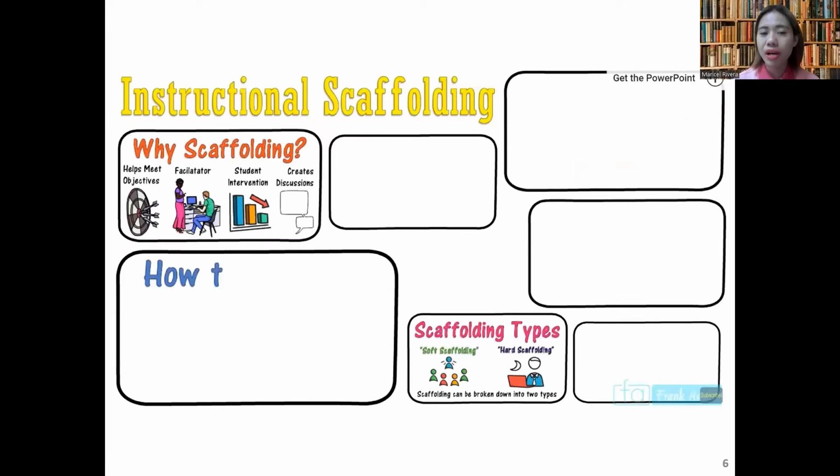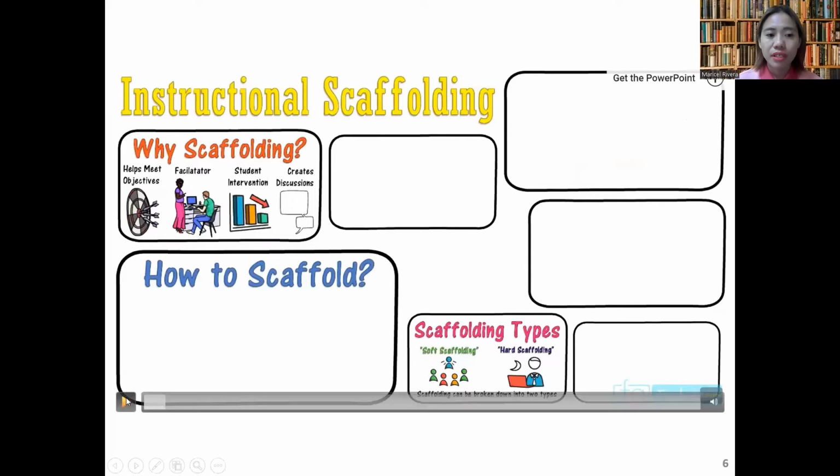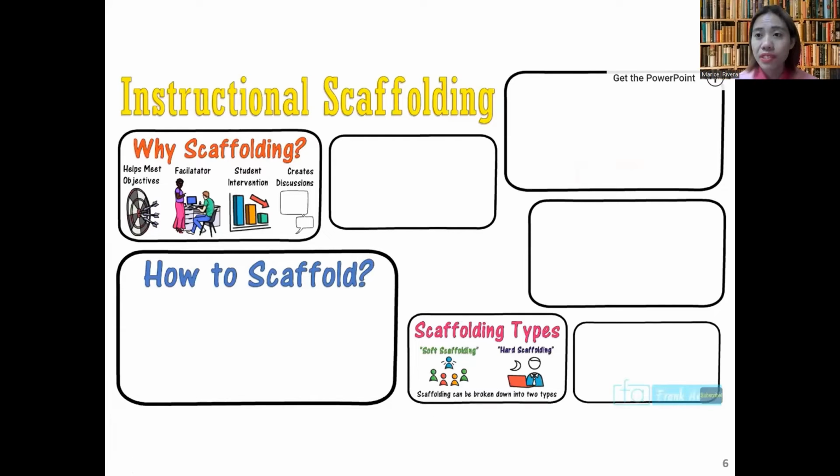So again, remember, continuing, we'll take a look at how we have 2 types of scaffolding, the soft and the hard. Soft scaffolding, and then we do have the hard scaffolding.